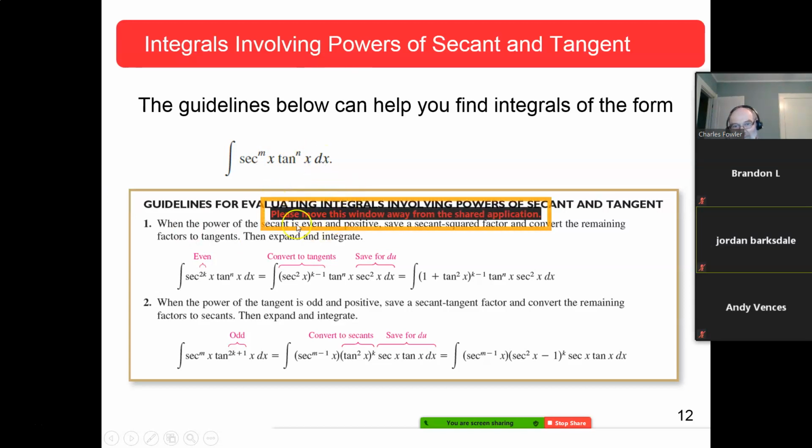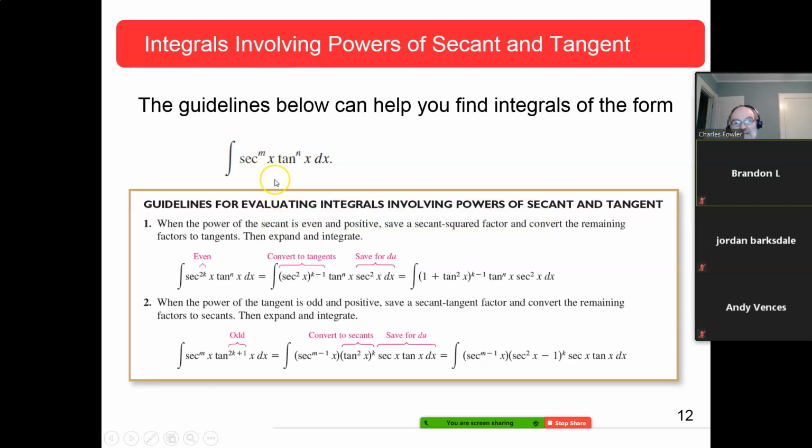I'm sorry this window is here. Doesn't that block some of your reading, or can you see pretty well with that? Yeah. Okay.